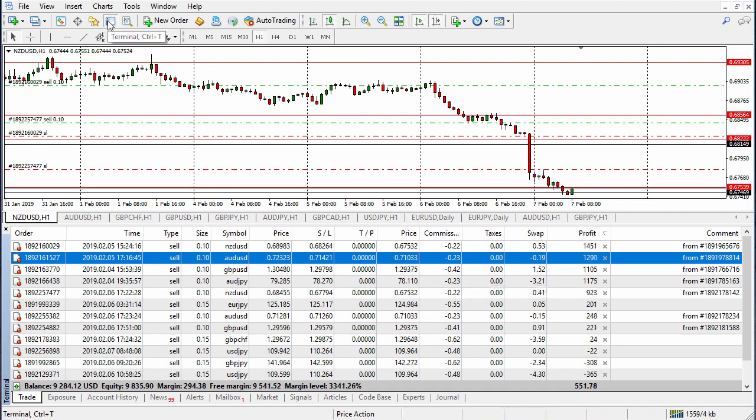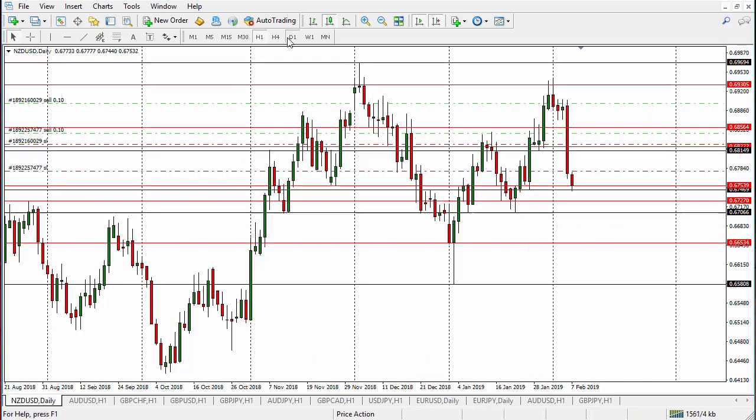Now, having successfully done that, let's go back to the price charts and take a closer look at the market's price action, shall we? So I've just switched back to the daily time frame of the NZD-USD. And as you can see, price is only a couple of pips away from this prominent support zone which I had earlier mapped out on the daily time frame of the NZD-USD currency pair.